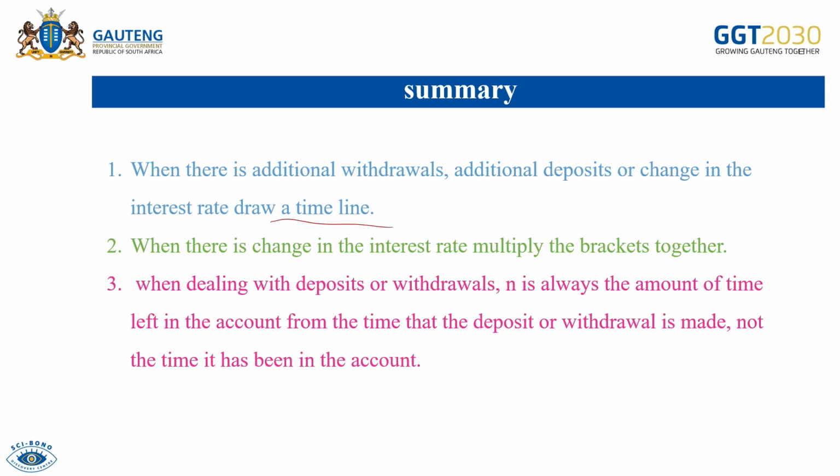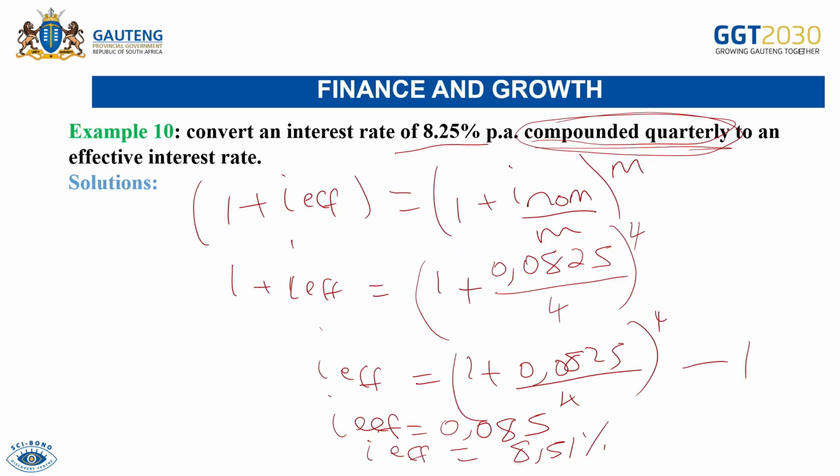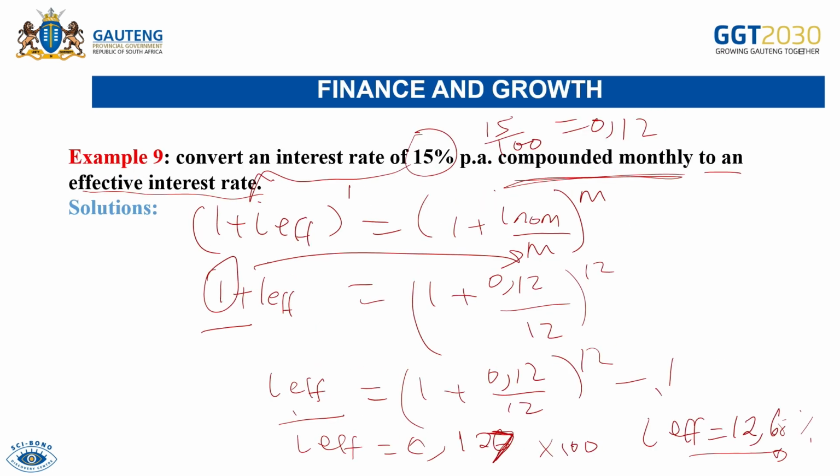When there are additional withdrawals, you subtract, also with the interest. And there is a question, 15 divided by 100 equals 0.15. I don't know which question it's for. Let me just go back to what I have written. Oh, example number 9. Convert an interest rate of 15% per annum compounded monthly to an effective interest rate.